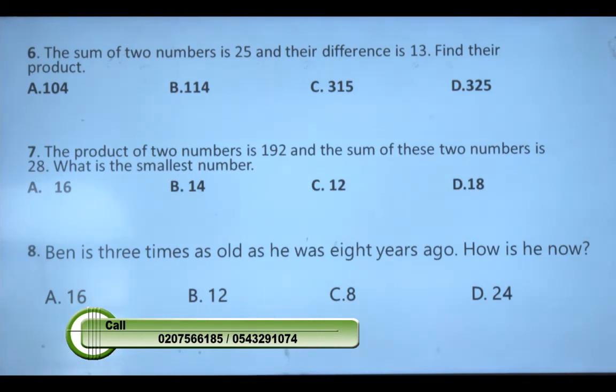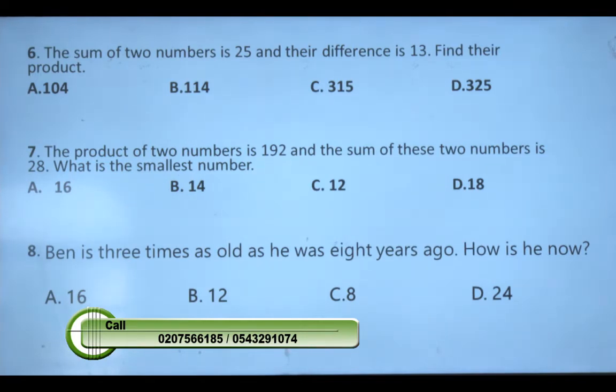Oh, unfortunately, I've missed the caller. Hello, please, your name and where you are calling from. Yes, I'm Kenneth. I'm coming from Kaswa. Kenneth from Kaswa, please, can you help me with question 6 and 7? Or better still 8?